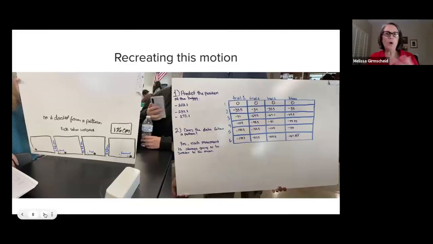All right. So ultimately, we want our students to take this information and recreate this motion. Initially, it's looking for patterns within the data and making predictions for information they don't have. So if they're looking at the position of the buggy for every tick, every 2 seconds, for a total of 10 ticks, we're looking for how do I extend out from there?